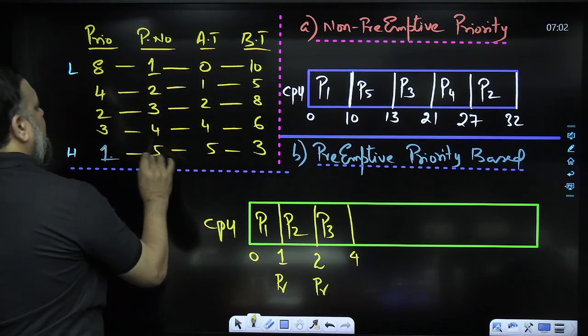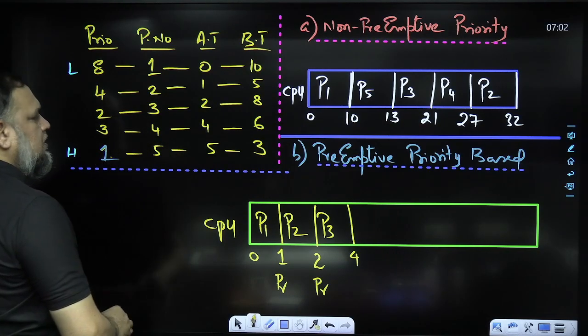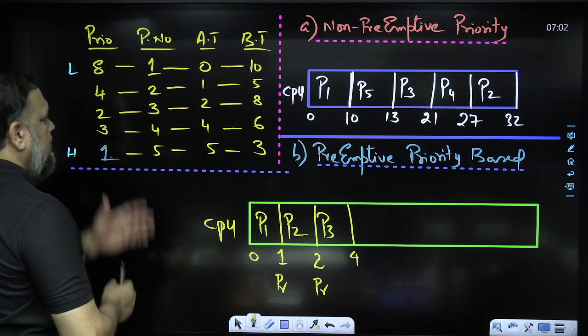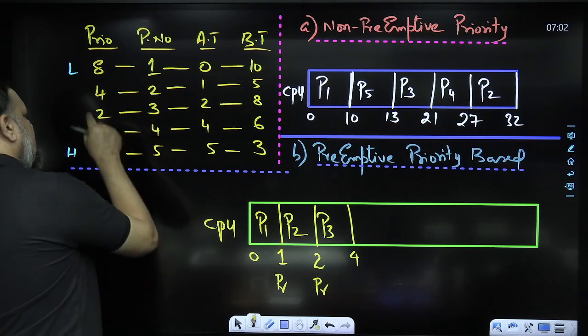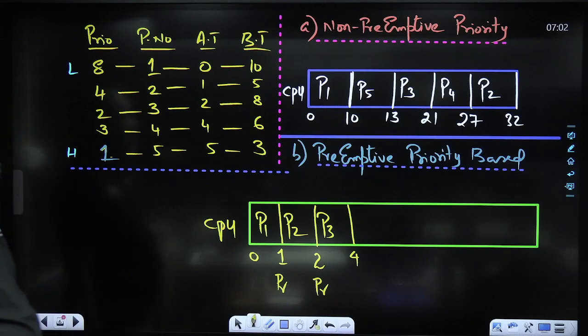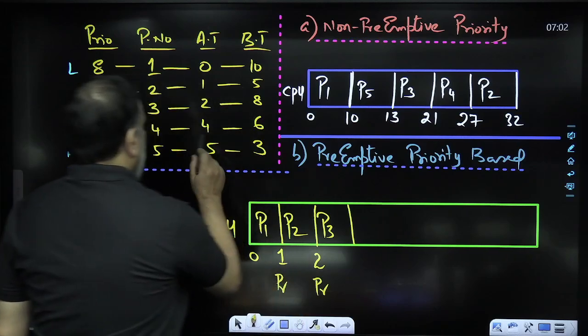At time 4, we receive P4. But the priority is 3, and 3 is not less than the priority of the running process P3. That means the new process does not have a better or higher priority; it has lower priority. So no preemption. In fact, P3 will continue till the arrival of the next process.